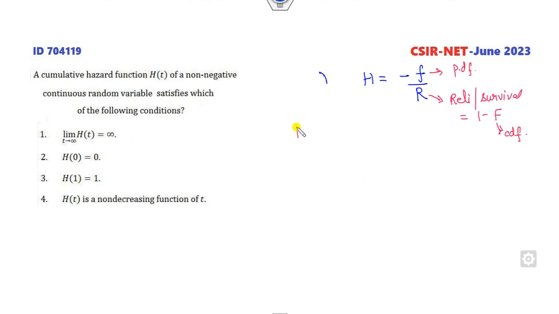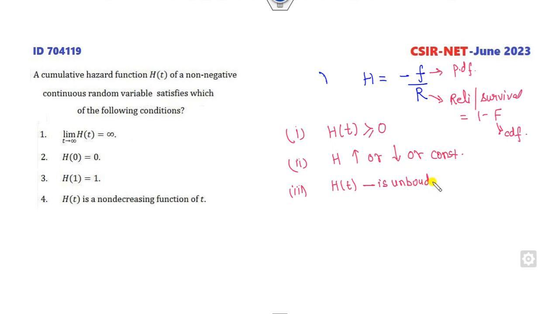Fine. And what are the properties of this? First property is this survival function or hazard rate function is always greater than 0. Second property is H is either increasing or decreasing or a constant. It satisfies all these properties. Third one is h of t is an unbounded function, because clearly it's unbounded and it goes to infinity as t tends to infinity.